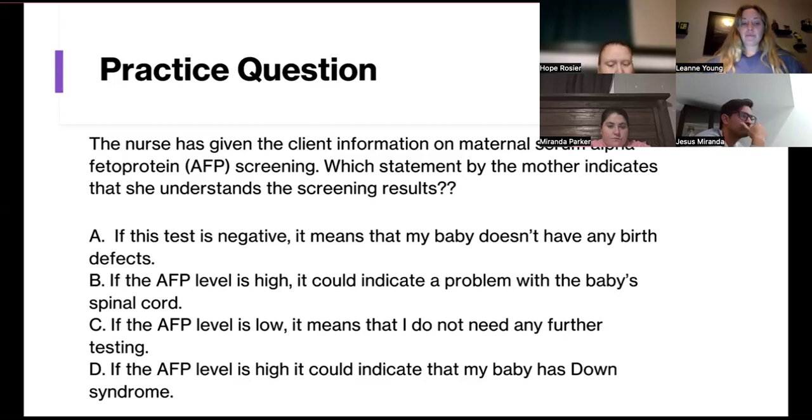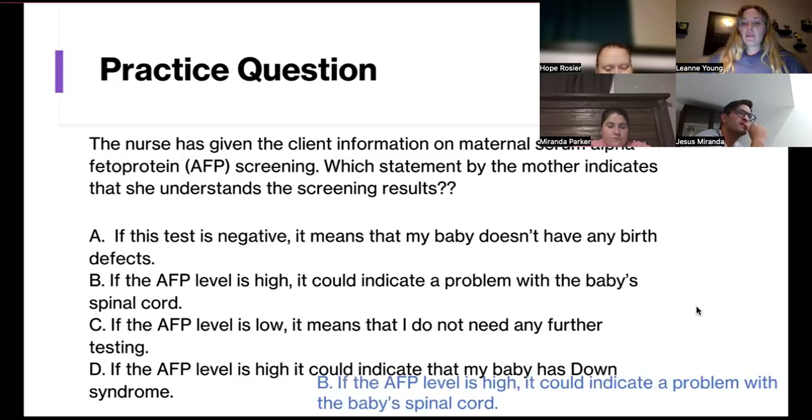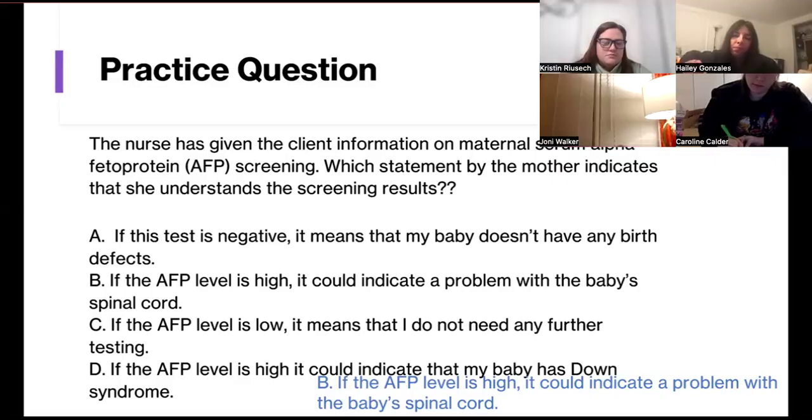B. Yep. AFP level is high. It could indicate a problem with the baby's spinal cord. So A, if the test is negative, it means that my baby doesn't have any birth defects. So just because they don't flag an AFP does not necessarily mean that a baby will or will not be born with Down syndrome or with neural tube defects. It can still happen, okay? If AFP is low, that just means we're going in the wrong direction. And then Down syndrome only occurs or can be at risk if the AFP is low, not high.